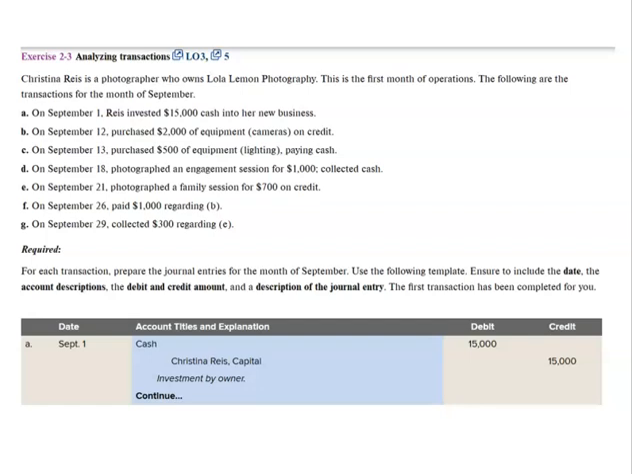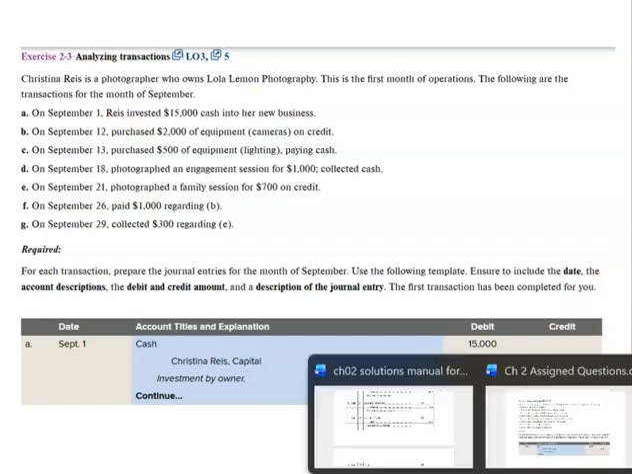Okay, so for number B, on September 12th, they purchased $2,000 worth of equipment, cameras, on credit. So they haven't paid cash and they've purchased. Okay, so let's go have a look at the solution.